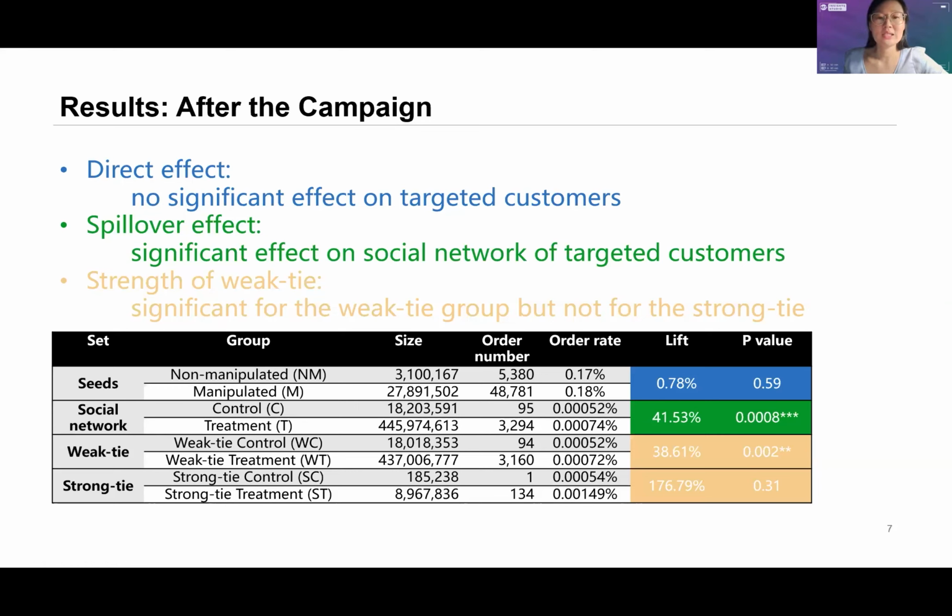Here we've provided answers to the 3 research questions. Firstly, there is significant spillover effect of social advertising. Secondly, even when the ad does not create significant direct effect, it still has significant spillover effect. Thirdly, the spillover effect is achieved through weak tie, not strong tie.